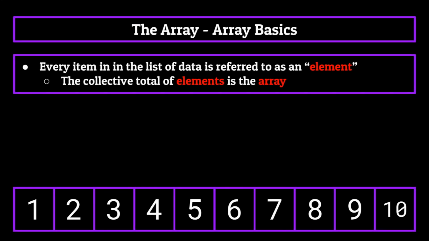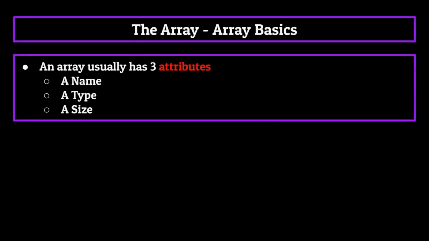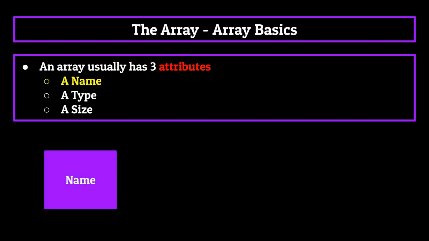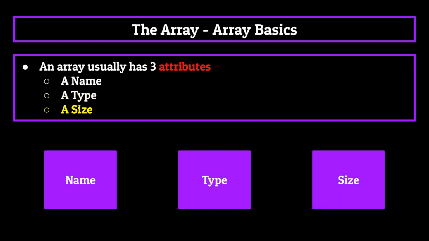Now, every item in the list of data is referred to as an element of that array, and we call this collective total of elements the array. An array will also have three attributes, the first being a name for the array, the second a type for the array, and the third a size for the array. Let's start with the name.